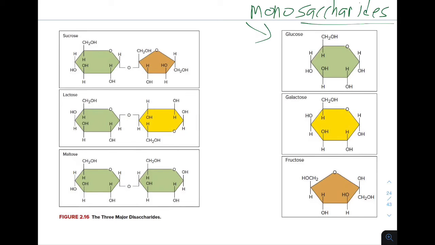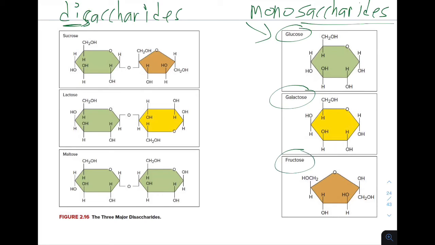Monosaccharides have one ring of carbon. The ones on the left side are called, because they have two, disaccharides. Di meaning two, and saccharide meaning sweet. The three monosaccharides we need to know are glucose, galactose, and fructose. Galactose has a really cool name. Maybe we'll talk about it in class one day if you ask about it.